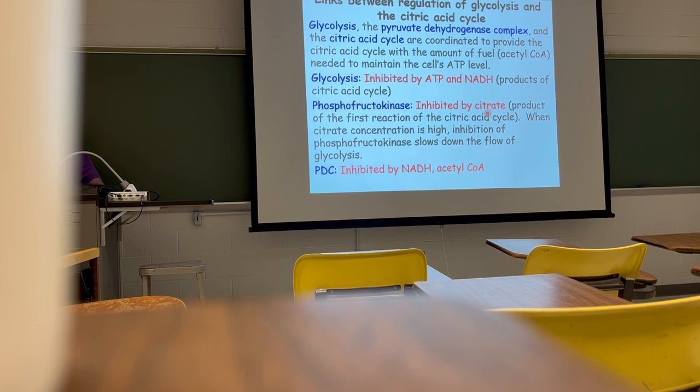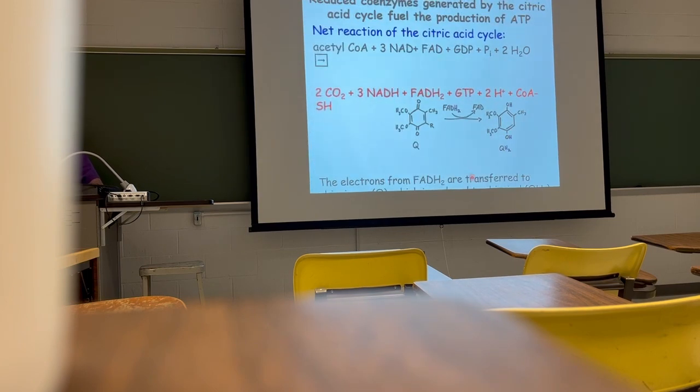When citrate concentration is high, cells don't need to do so much glycolysis. The pyruvate dehydrogenase complex is inhibited by NADH and acetyl-CoA, its own products. And so that helps to regulate the flow of carbons from pyruvate through to carbon dioxide.